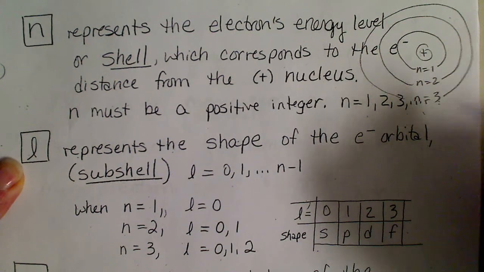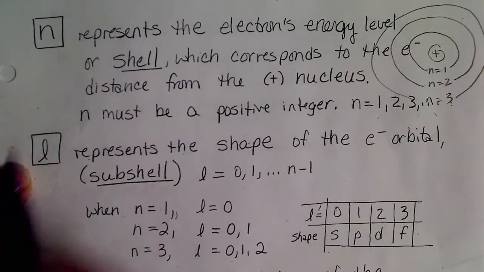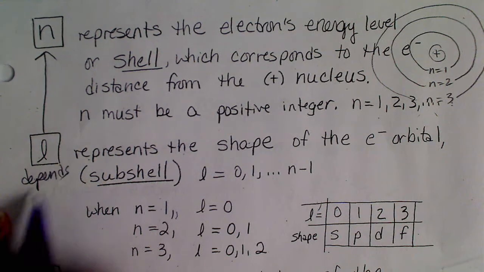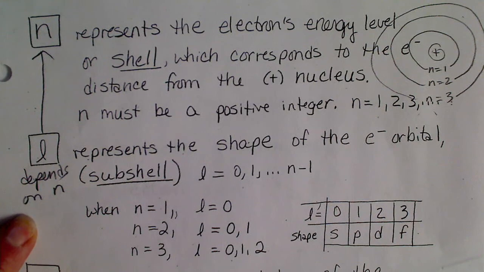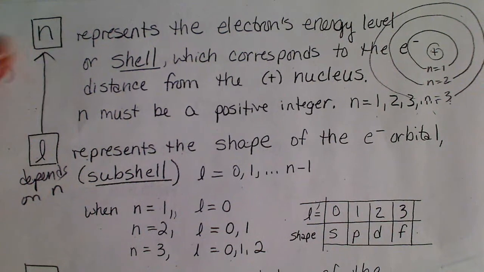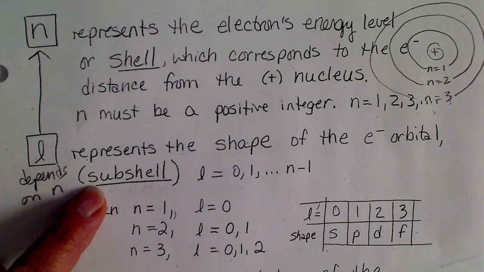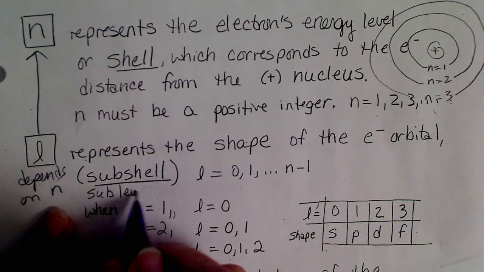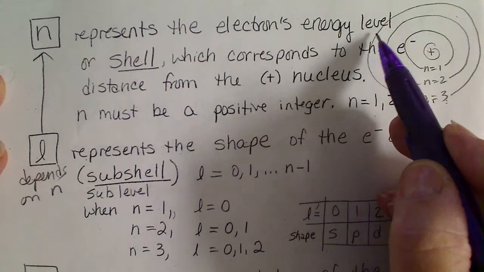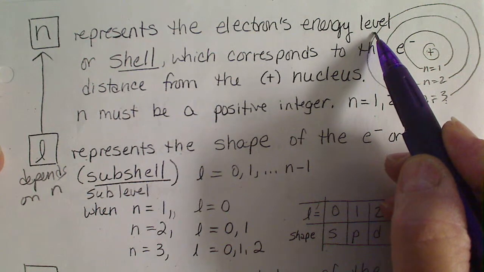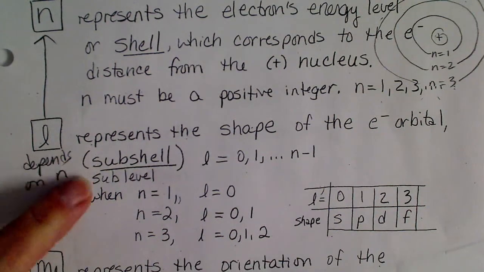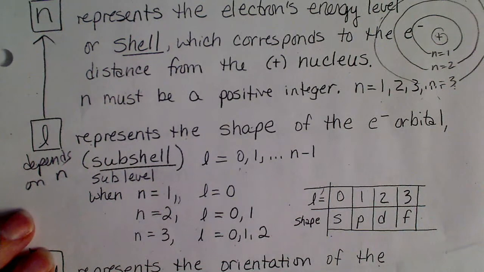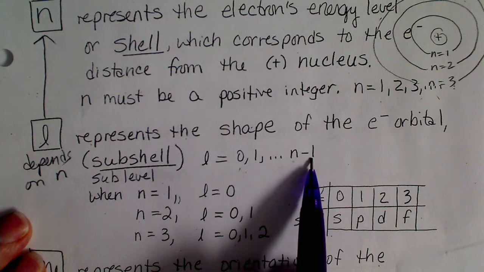L is the angular momentum quantum number, and L depends on N. So it's a subset, so to speak, of N. We are going to call that a subshell. Some textbooks call this a sub-level because N may be referred to as an energy level. The values for L always start at 0, so we have to make ourselves start counting at 0, and they go up through N minus 1.